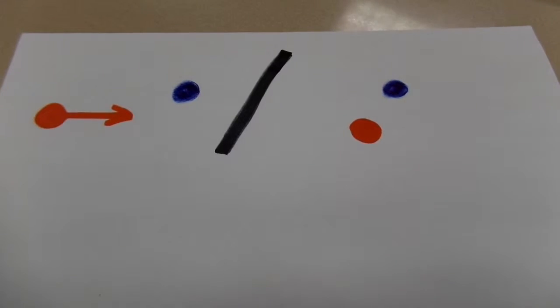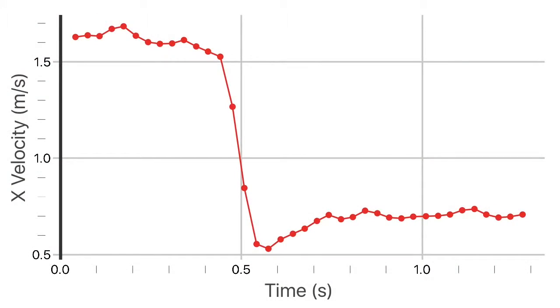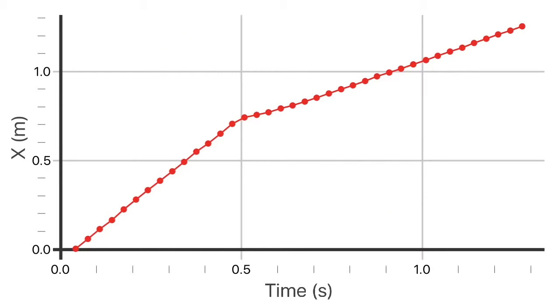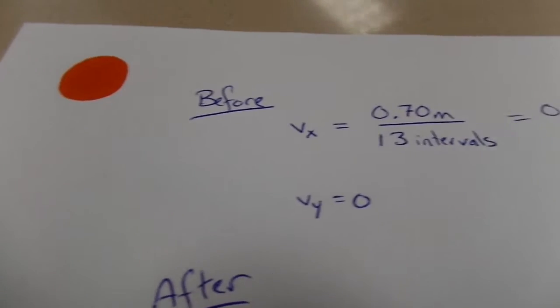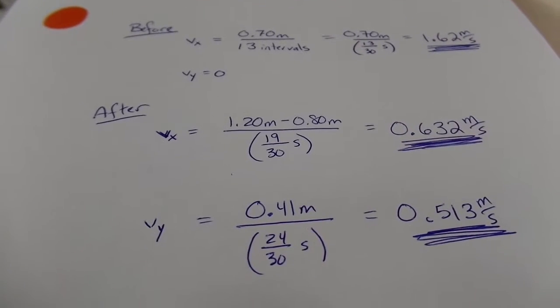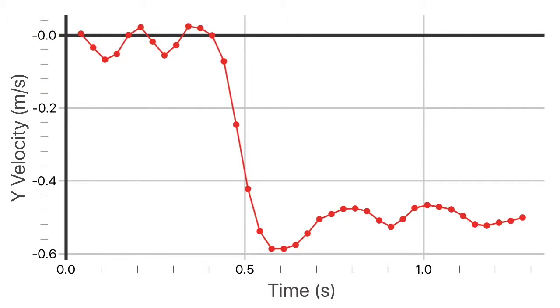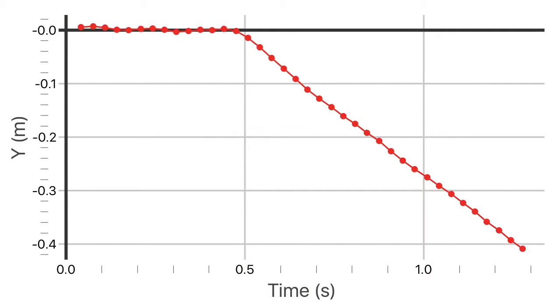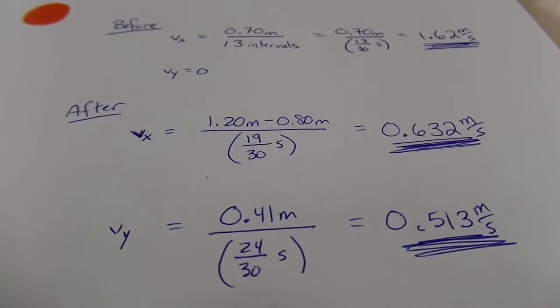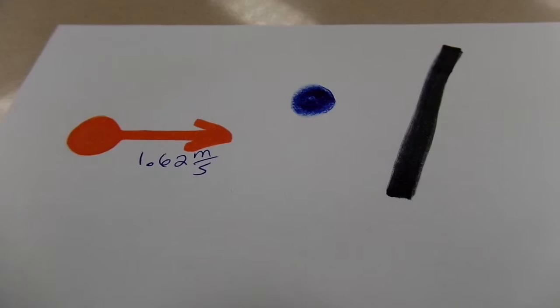So again, you've got the before and after picture, left and right, and you want to take the graphs, not that one, but this one, and find the slope of those two individual pieces for the x velocity. So here's the before: 0.7 of a meter over 13 intervals, 1.62 meters per second, and the after for the v_x, 0.632 meters per second. The y velocity, same thing. You want to find the slope for the y component of the velocity on the way in. Orange ball numbers on the diagram.